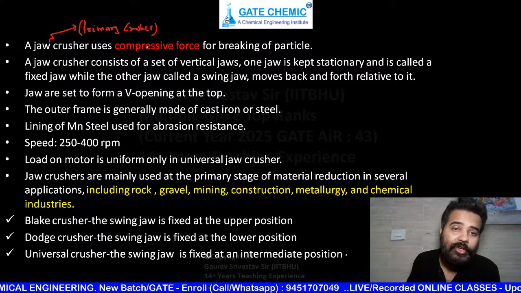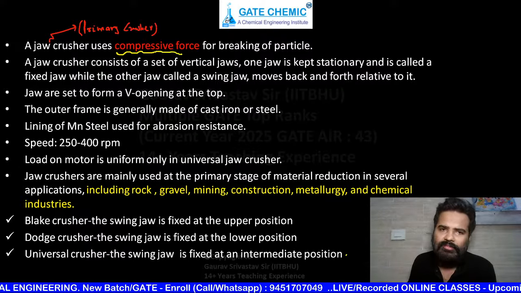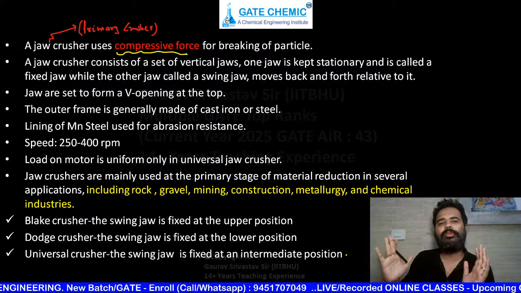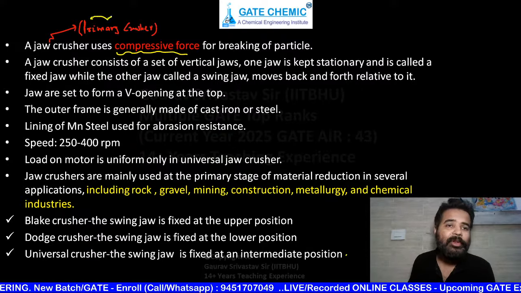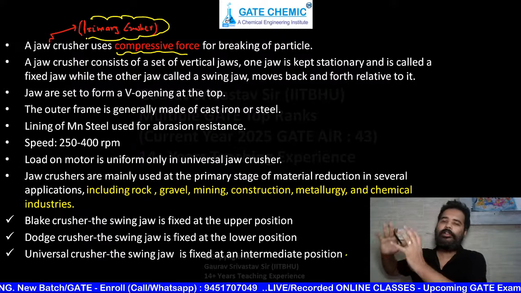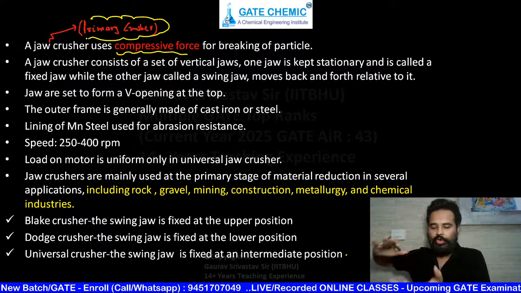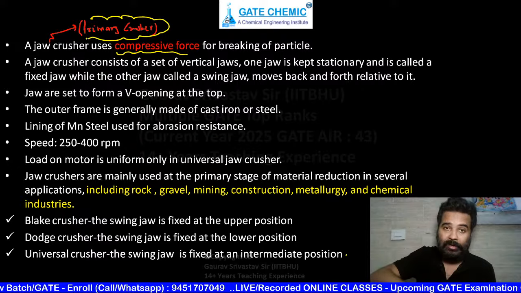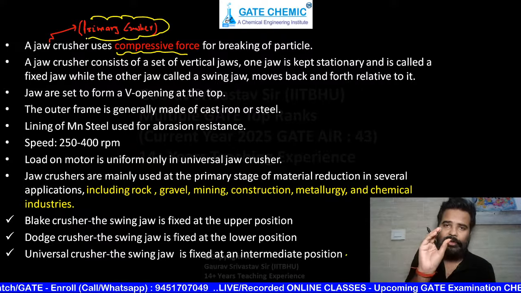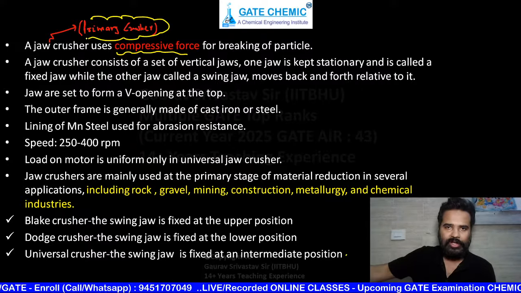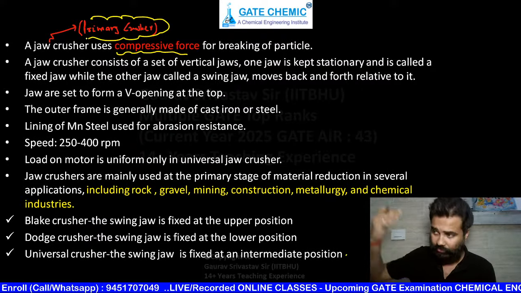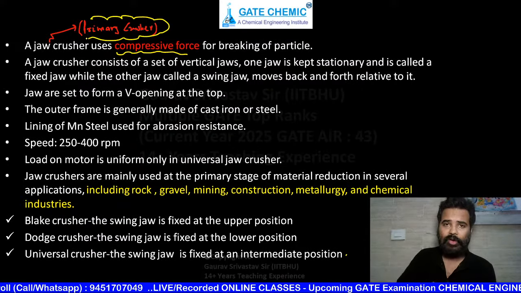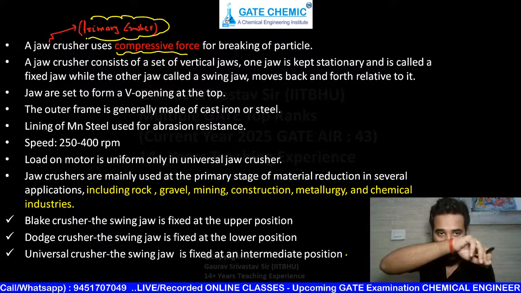So a jaw crusher uses which type of forces? Compressive force. Jaw crusher works on the principle of compression for breaking of particles. And jaw crusher is known as primary crusher. Why primary? Primary means very large lumps you take and reduce their size. That is primary. And when the material is a little bit smaller and you again reduce the size, that is secondary crusher. The secondary crusher product is fed to the grinder, and the grinding product you can feed to the ultra grinder.